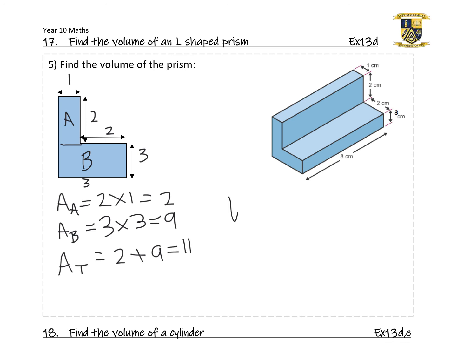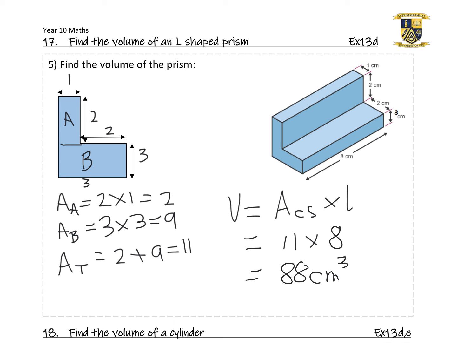To work out the volume, it's the area of the cross section multiplied by length. That's your formula for the volume of a prism. The area of the cross section is this bit we've just worked out, which is 11. Then we multiply that by how long the shape is, which in this case is 8 centimeters. So 11 times 8, which is 88. And then our units are centimeters, and because it's a volume, centimeters cubed.